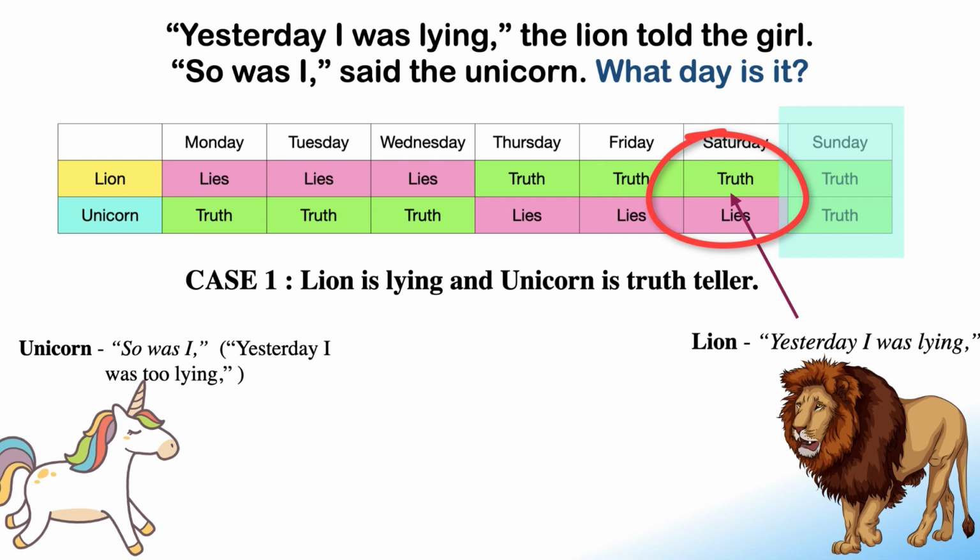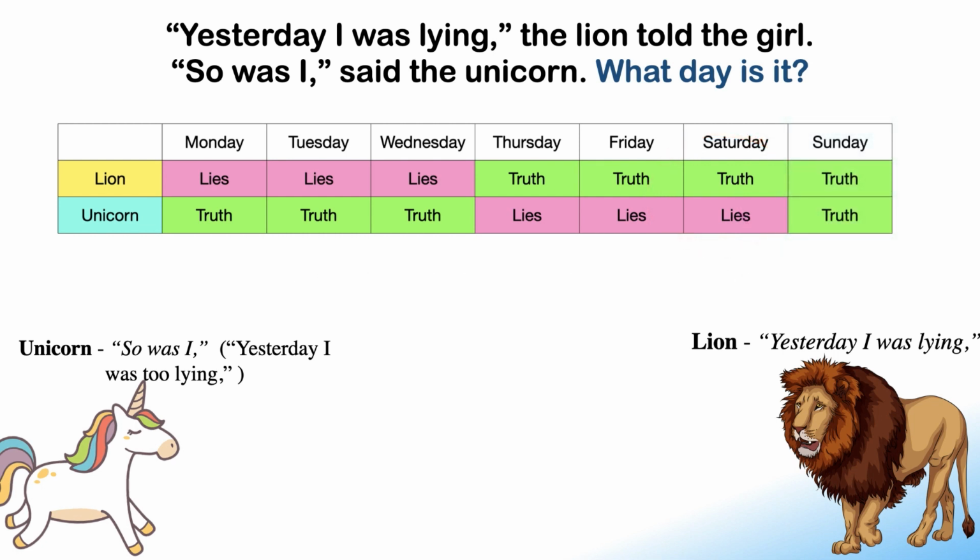And lion's statement can't be true on Sunday as concluded earlier. Hence today must be a different day. In case 2, lion is truth teller and unicorn is lying. Again, for lion's statement, "yesterday I was lying," to be true it must be Thursday today.